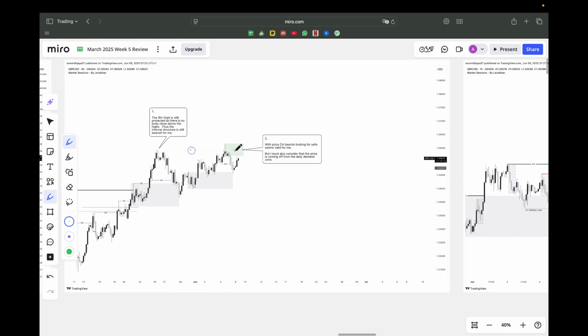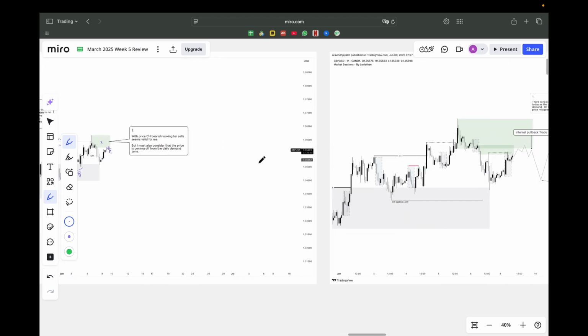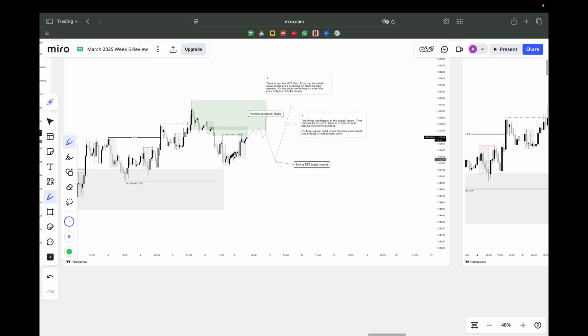This POI seems valid, and there is some low resistance liquidity here which the price can take. So what I can expect is price to mitigate this supply, and if I get suitable confirmation in the H1 time frame, then that would be great to look for sells. And actually we got that one.